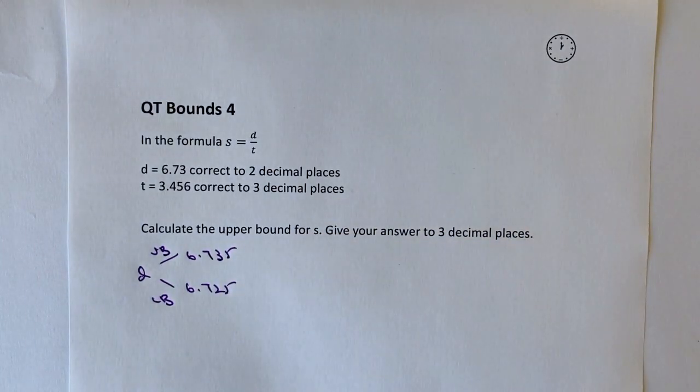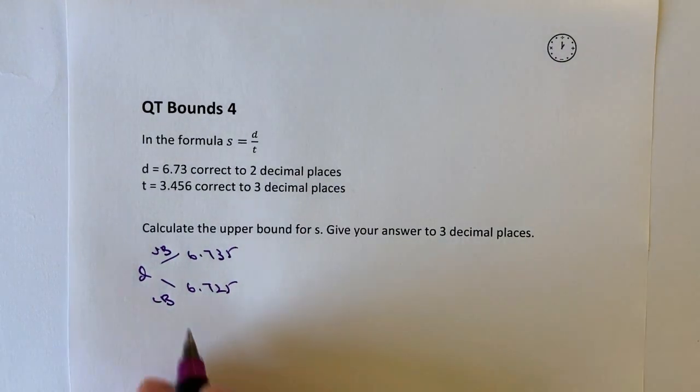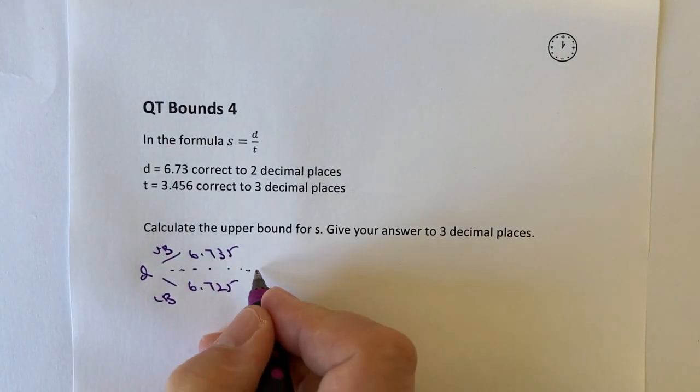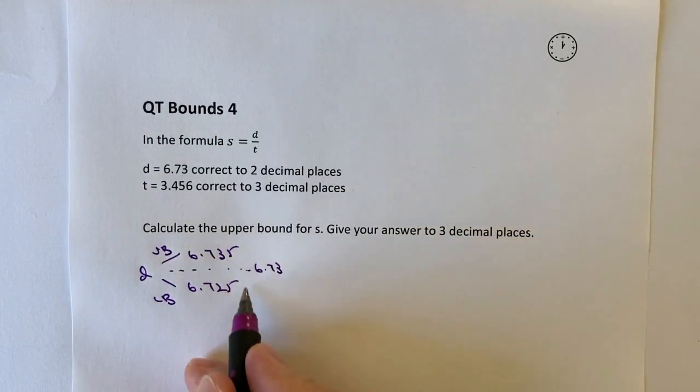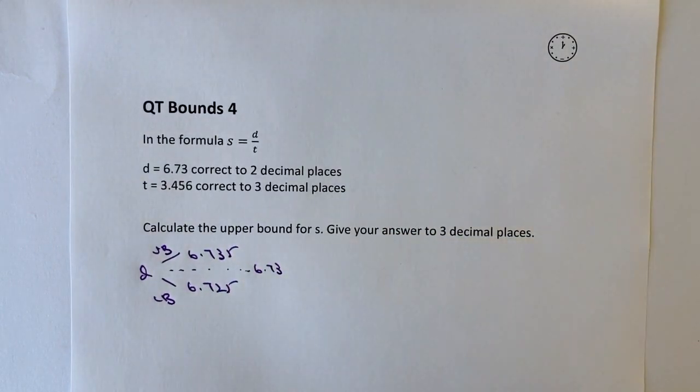Now remember that we're not talking about rounding here. We are talking about effectively tolerances really. So ideally the middle number here is going to be 6.73, but it's slightly below or slightly above by the same margin. Okay, so let's have a look at t.